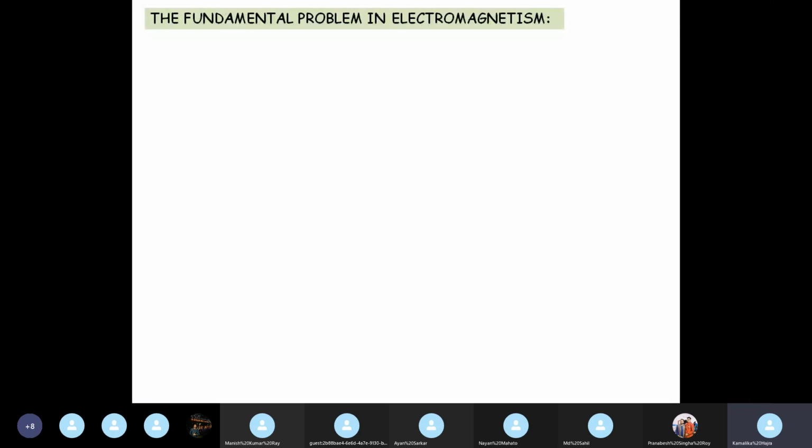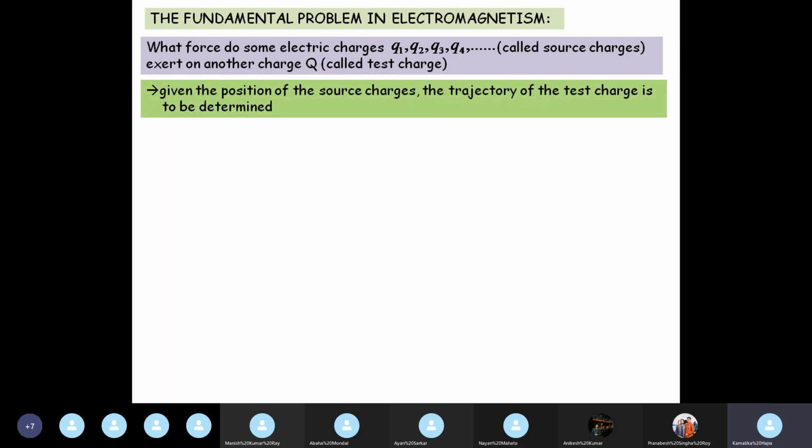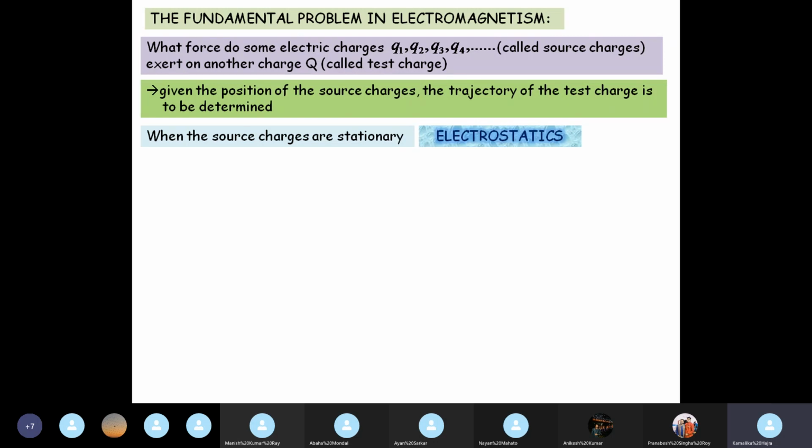Okay, so we saw that the fundamental problem in electromagnetism is that we have to find out the force that some charges, called source charges, exert on another charge called the test charge. And we saw that when these source charges are stationary, we call it electrostatics. When charges move, there's a current associated with it, and then magnetism comes in and more complications come in. So in our present module, we will be studying the case when these source charges are stationary.